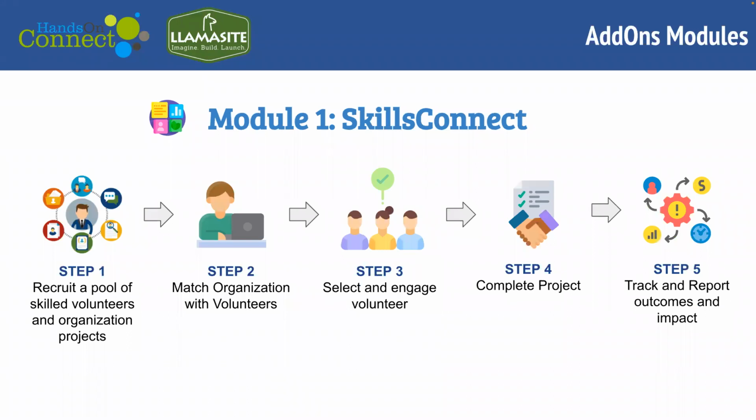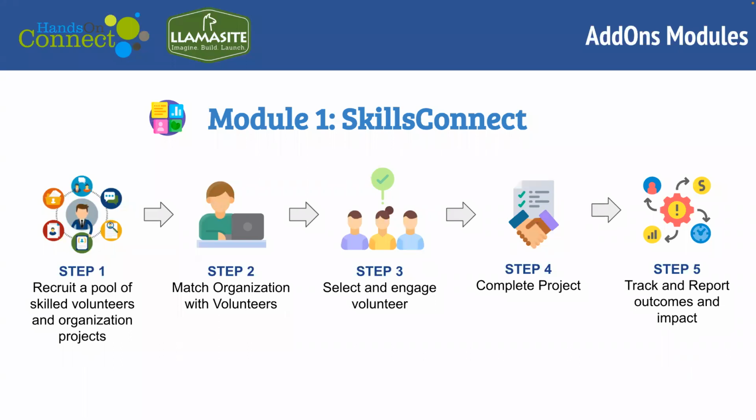So the most basic workflow for SkillsConnect is probably the one that I have here. You can do this in different ways, but basically step one is you need tools that will allow you to recruit a pool of skilled volunteers, and also allow your organizations to express the projects that require these skills. Once you have those two pieces, then you can look at matching them.